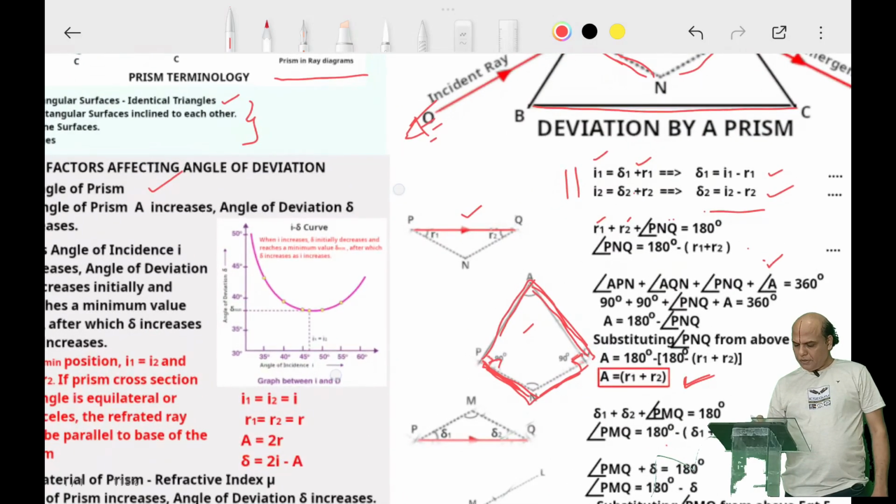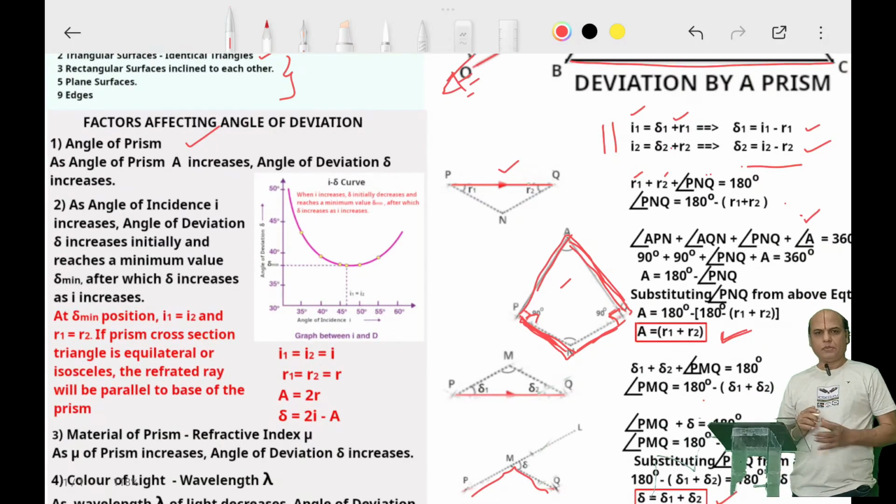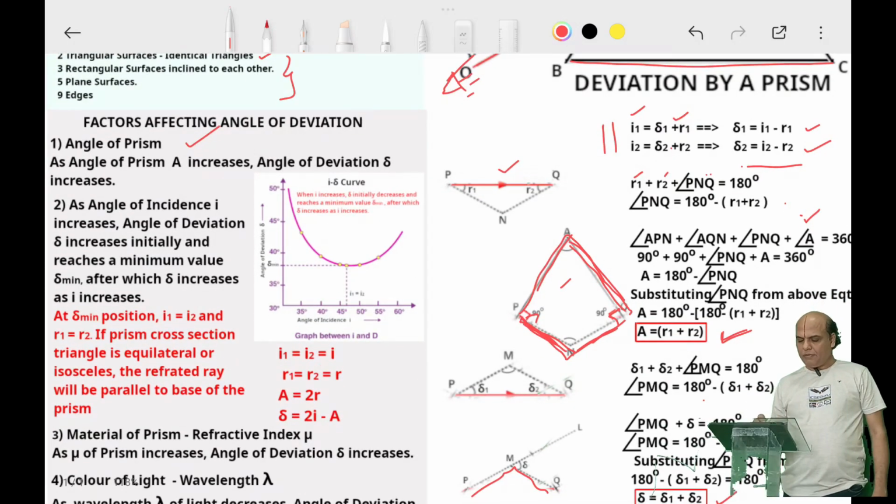Let us see. There is a specific observation. As we increase the angle of incidence, first the angle of deviation reduces to a minimum value of deviation. After you cross that minimum value, the angle of deviation increases. If you see this angle of incidence-deviation curve, it is called the I-delta curve. On the y-axis we have taken angle of deviation, and on the x-axis we have taken angle of incidence.